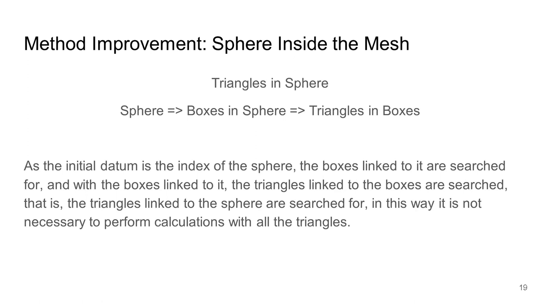Spheres are linked to boxes, and these are linked to triangles in boxes. This is for linked triangles and spheres. These are really the triangles that possibly collide with the sphere, that is, the triangles close to the sphere. As additional data, the size of the boxes was added as input data, but by default it is 4 times the radius.